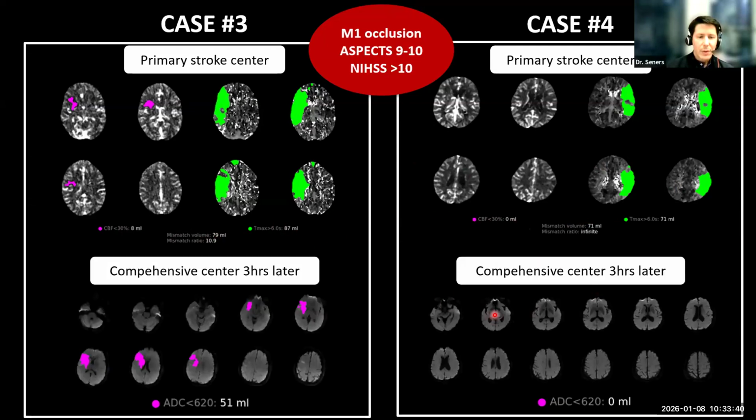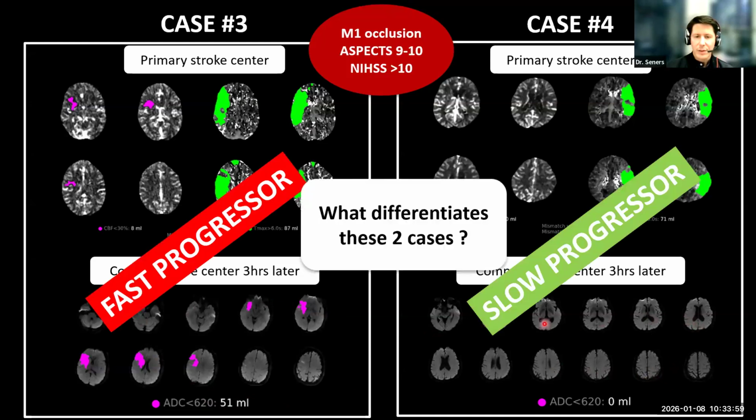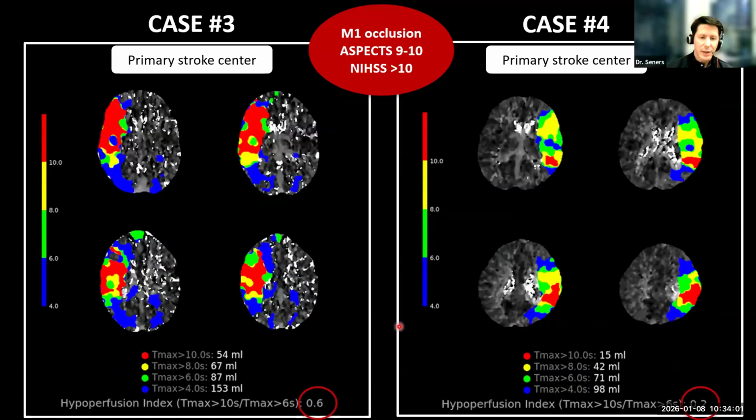Those patients were transferred to the comprehensive center where they arrived a few hours later, and the patient on the right again has a large core growth from 8 to 51 cc, and the one on the left, sorry, on the right, had no growth at all. So again, fast progressor on the left, slow progressor on the right. What is the difference? It's their HIR. In case number 3, a lot of red, Tmax greater than 10 seconds high, HIR 0.6, while on the right, the patient has a low HIR, very favorable collaterals.